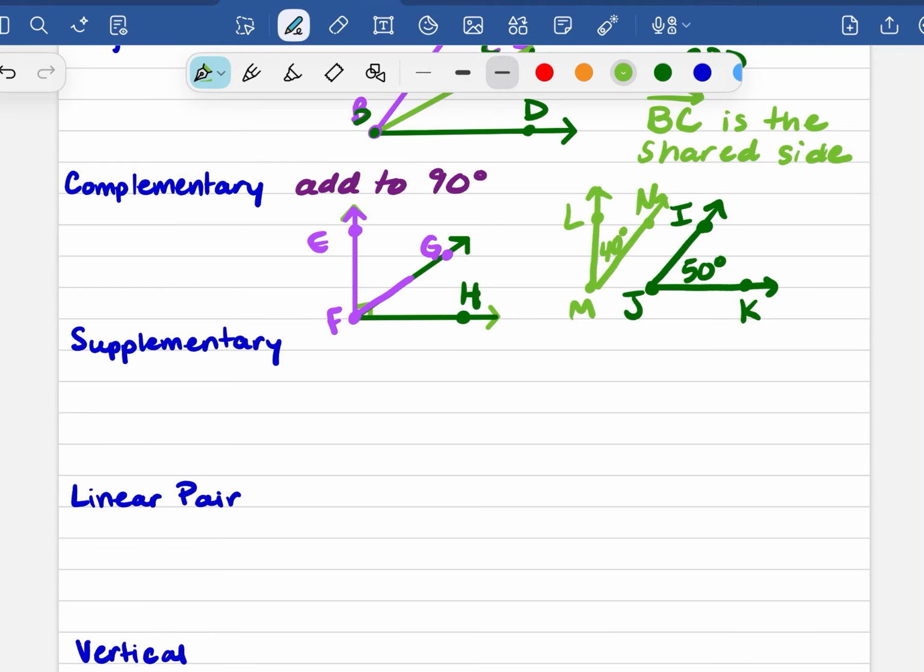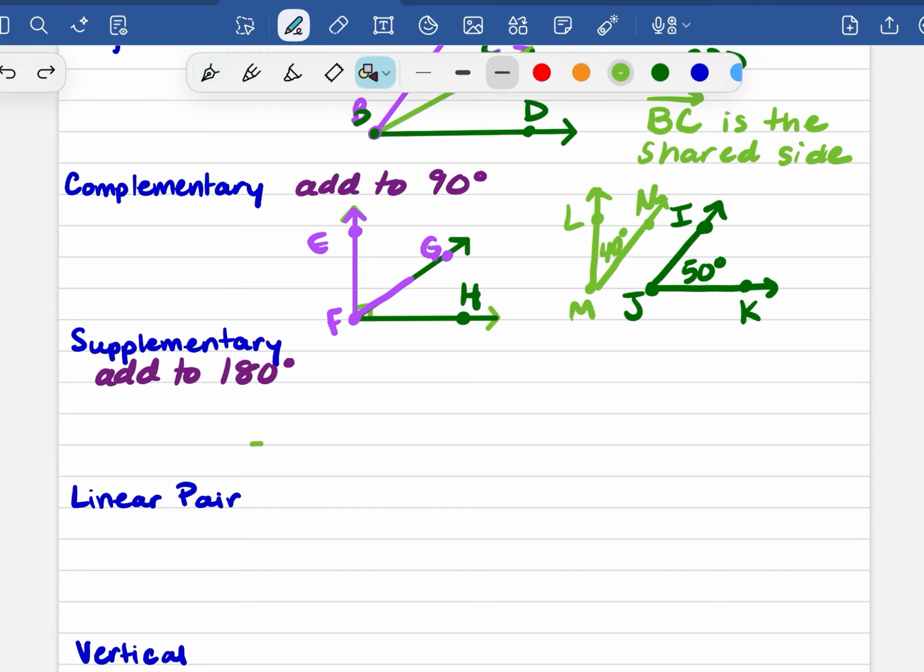Supplementary angles are angles that add to 180 degrees or a line. So supplementary add to 180 degrees. And remember that these are two angles. These are angle pairs. I'm purposely not going to draw these adjacent this time. So we have this angle. I have ray OP, and I have ray OQ. The vertex is point O.